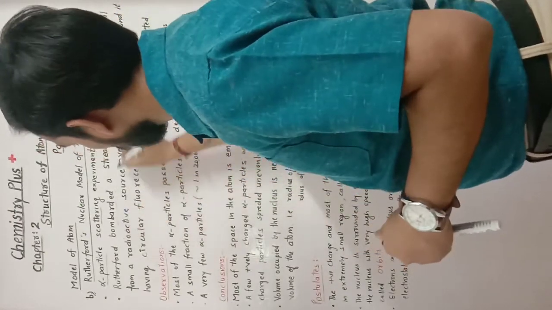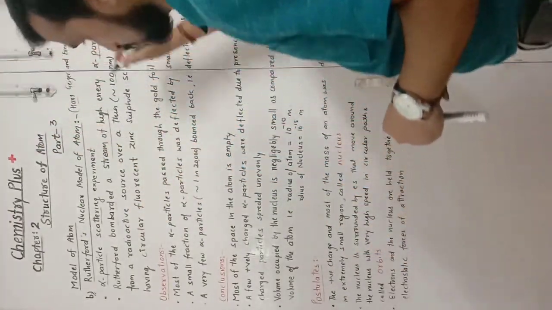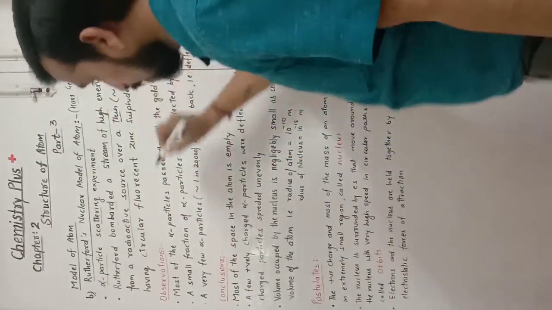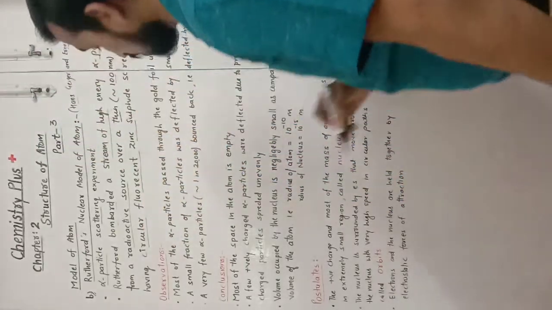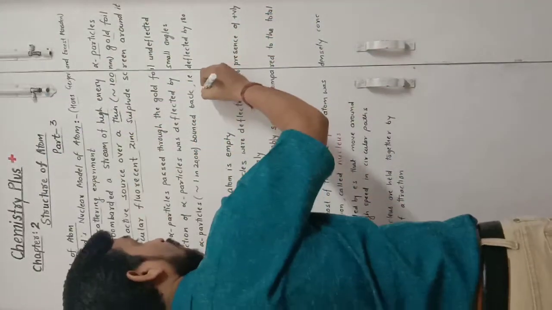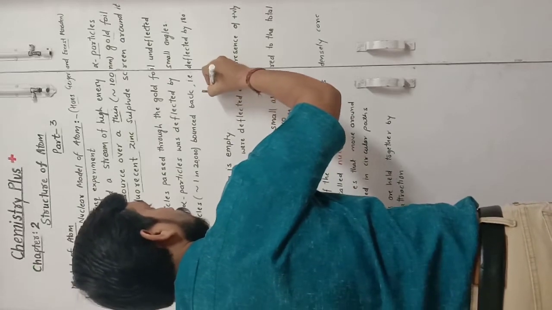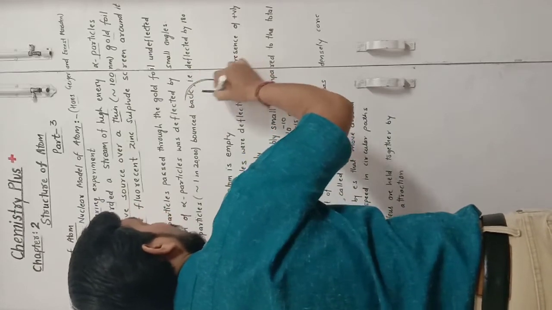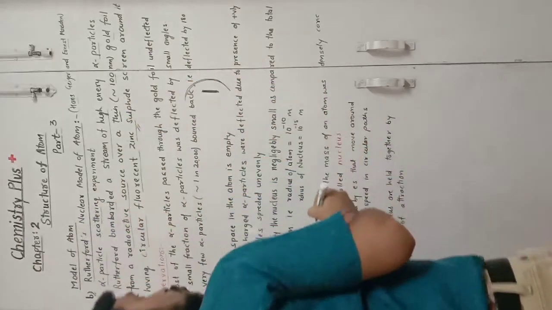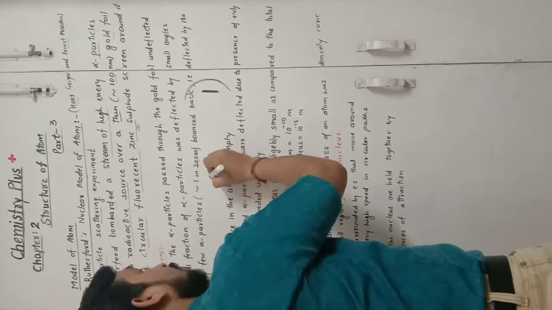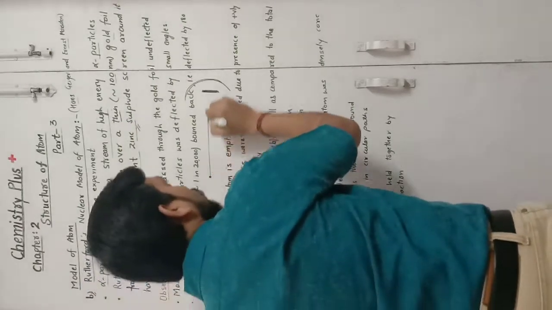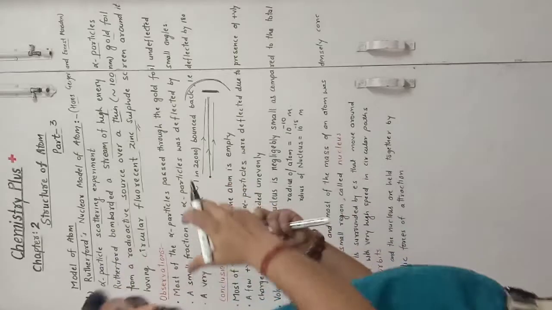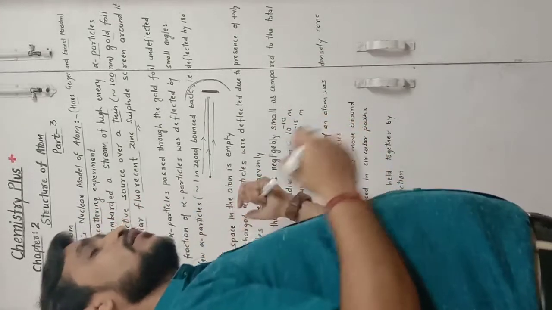So Rutherford bombarded a stream of high energy alpha particles from a radioactive source over a very thin gold foil, surrounded by a circular fluorescent zinc sulfide screen. So you just take a very thin gold foil which is surrounded by the zinc sulfide screen. What happens when he takes alpha particles from a radioactive source and these alpha particles collide with this gold foil? He made some observations, which we will discuss now.